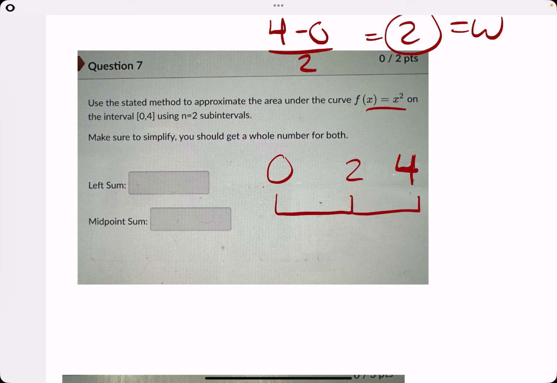Now, we not only need these x values, we of course need the y values associated with these x values. Plug in the x to get the f, or get the y. So plug in 0 to x squared, and you get 0. Plug in 2 to x squared, and you get 4. Plug in 4 to x squared, you get 16.